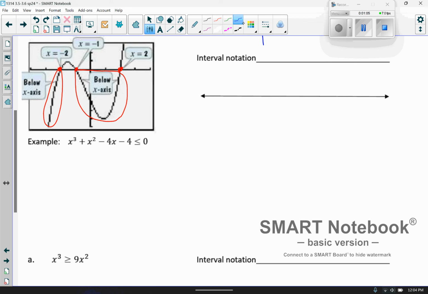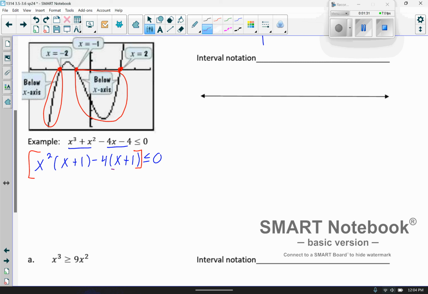First thing you got to do is find the x-intercepts. In this case, I have four terms, so most likely factor by grouping should work for us. I can start by factoring out an x squared here, and that will leave me with x plus 1. And then here I'm going to pull out a negative 4, and that will also leave me with an x plus 1.